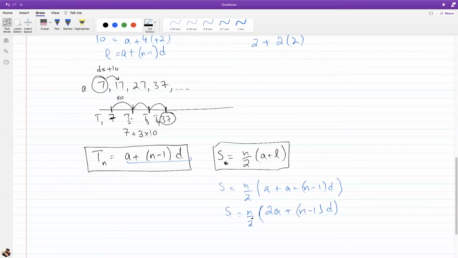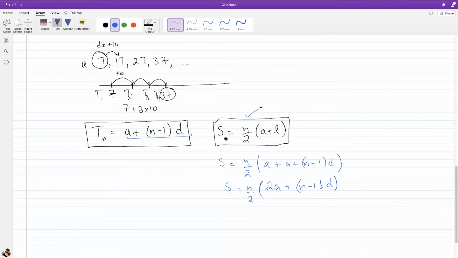But I've never really understood this formula, I don't find it easy to understand. Because to me it's more intuitive knowing where the formula comes from rather than memorizing it. So you got it? That is AP.